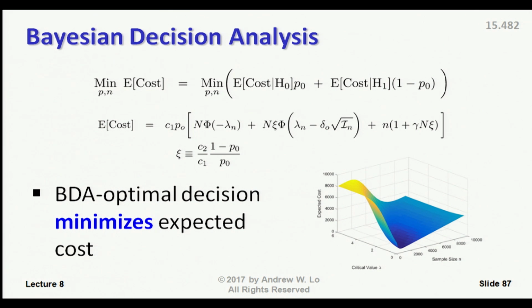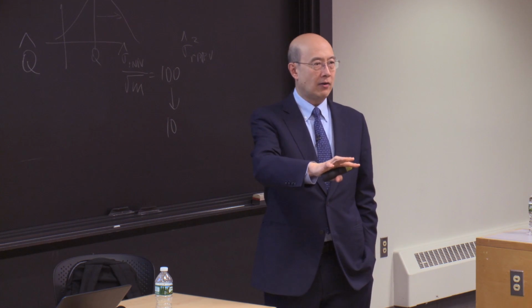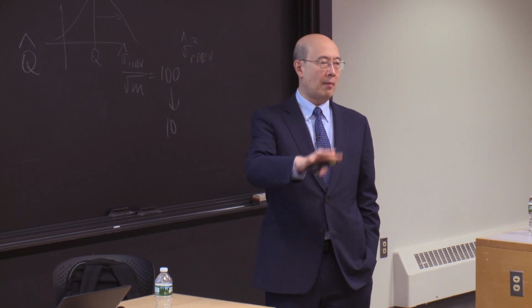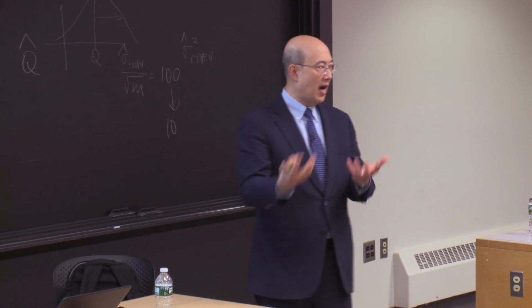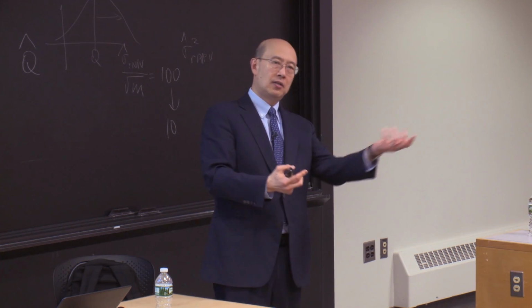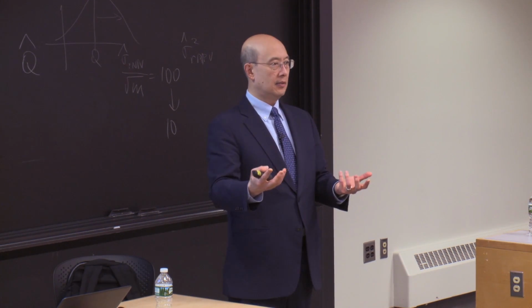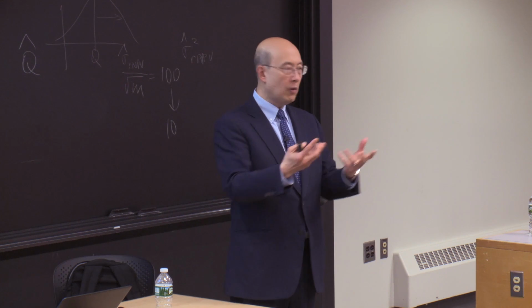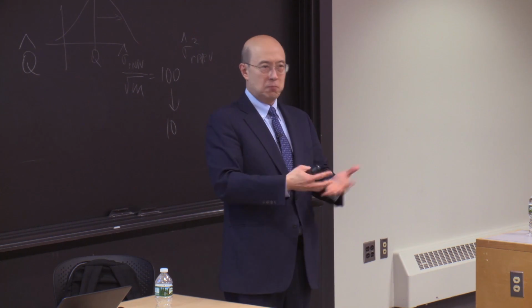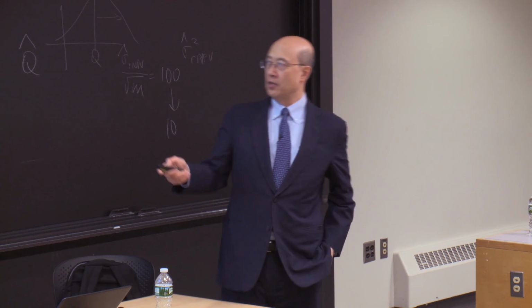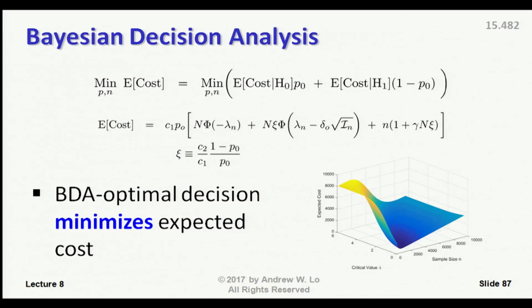Either you are wrong about a false positive or you are wrong about a false negative. Well, what you want to do is to minimize the cost of both, right? So tell me what the costs are, and then I'll just minimize the expected loss. So this is the expected loss of the cost under the null hypothesis of a false positive.